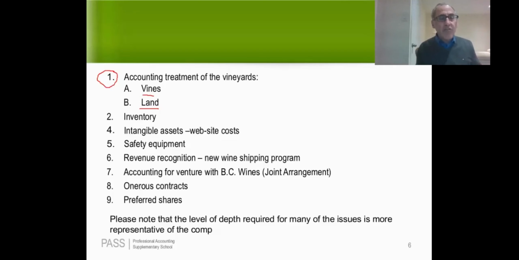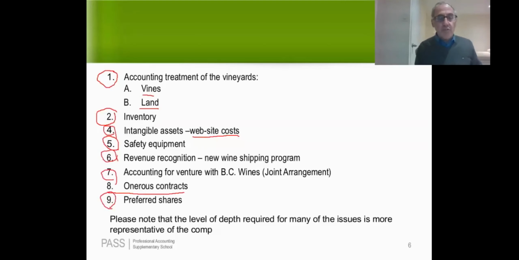So guys, issue number one has two separate sub-issues: treatment of the vines and treatment of the land. Then there's the issue of inventory, and we'll see later on there's more than one sub-issue here. There's the issue of intangible assets, specifically the accounting for the website cost. Then there's the accounting for the safety equipment. There's revenue rec. There's the accounting for the venture with BC Wines, which is a joint arrangement. Onerous contracts we talked about already. And then finally, there's the issue of the treatment of the preferred shares.